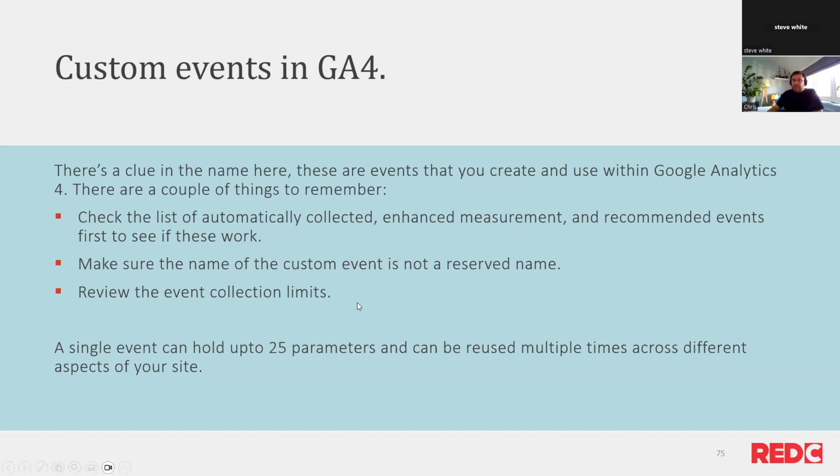There are a few things to remember. You can add up to 25 parameters and they can be used multiple times. So if you do create a custom event, you can store 25 different bits of data to help you understand what people are doing with that event. There are some event collection limits, and you need to make sure that your custom event isn't a reserved event name.